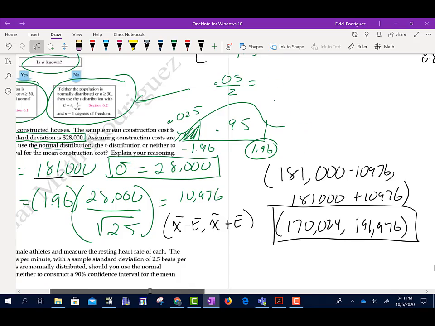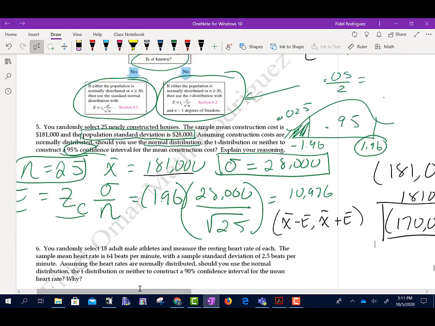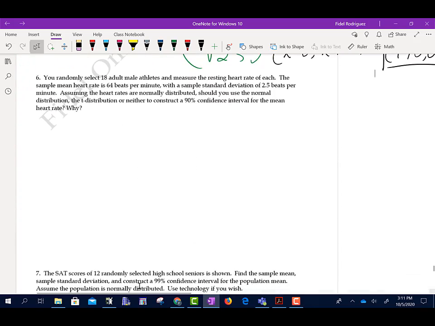All right. Now let's come back to problem number 6. Okay, problem number 6 says you randomly select 18 adult male athletes and measure the resting heart rate of each. The sample mean heart rate is 64 beats per minute with a sample standard deviation of 2.5 beats a minute. Assuming heart rates are normally distributed, should you use the normal distribution, the t distribution, or neither?